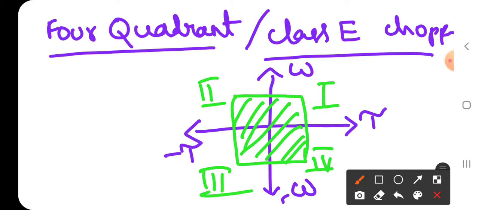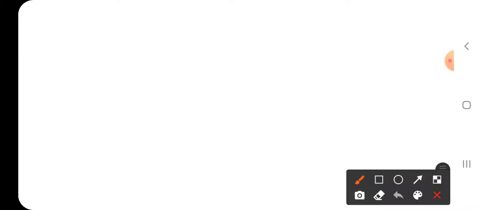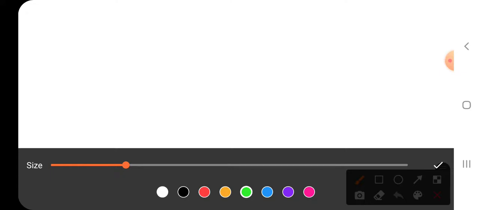This 4-quadrant or class C chopper is also considered as the parallel combination of two type C choppers. The circuit diagram may be like this. I will give the circuit and how it will act.